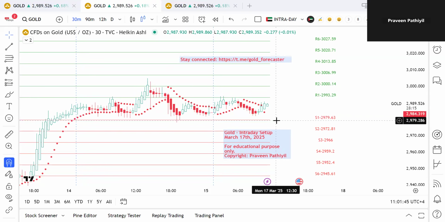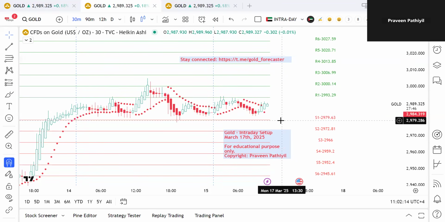Ideally, unless and until we get the sell triggered, that is, a close below 2979.63, the stop loss is not triggered. But for the safety of your capital, we recommend you keep the stop loss at 2979 minus $1. So whenever the buy is triggered, S1 minus $1 will be your stop loss.